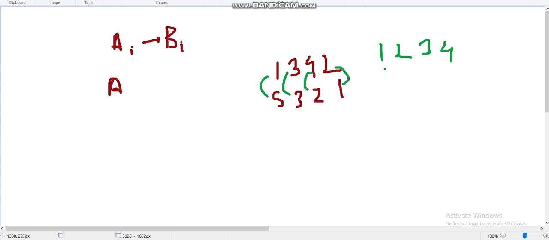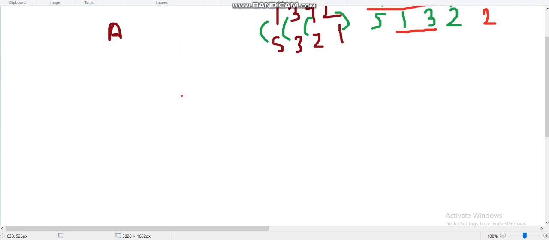So 1 is mapped to 5, so it will be 5. 2 is mapped to 1, so it will be 1. 3 is mapped to 3, it will be 3. And 4 is mapped to 2, so it will be 2. As we are sorting the values of A, the LIS of A will be the length of the array. Here n equals 4, and for B you can take either 1 3 or 1 2. I am taking 1 3, so the answer will be 4 plus 2, which is 6. That is the solution. Now let's come to the proof of why it works.